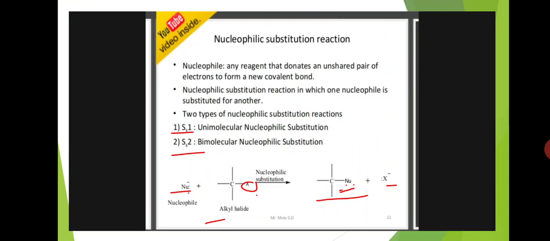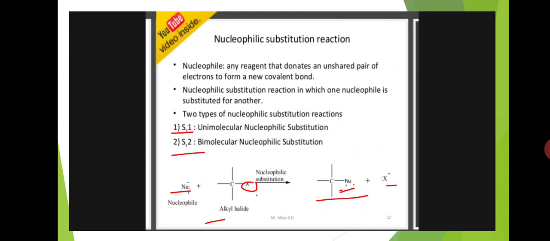First we have to know what a nucleophile is. A nucleophile is any reagent that donates an unshared pair of electrons to form a new covalent bond. It has a pair of electrons that is donated to an adjacent atom or molecule to form a new bond. In a nucleophilic substitution reaction one nucleophile is substituted by another. Generally, nucleophilic substitution reactions are of two types: SN1 and SN2.